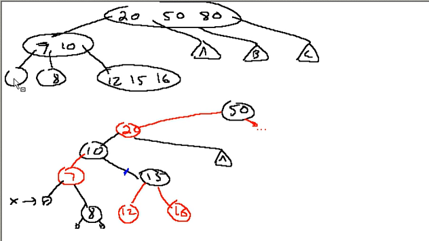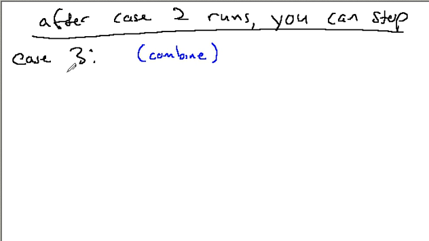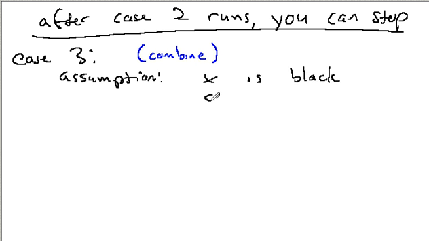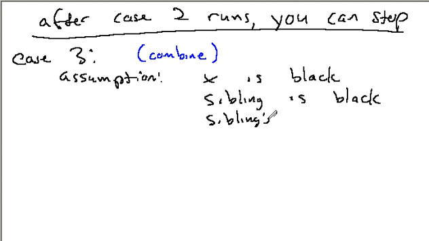Well, in that case, I need to do a combine, because my sibling here has 2 black children. So 8 doesn't have anything as part of it that I could have done rotations to do a steal like I did in the last case. And so that's what we say here. The assumption here is X is black. The sibling is black. Sibling's children are both black. And remember, null pointers are considered black.